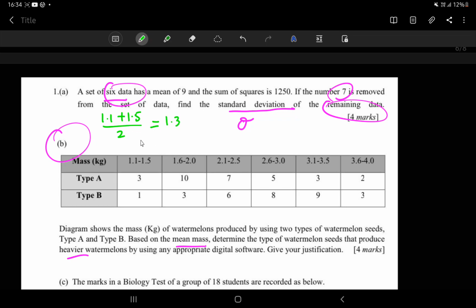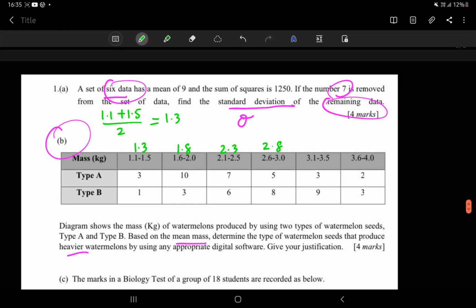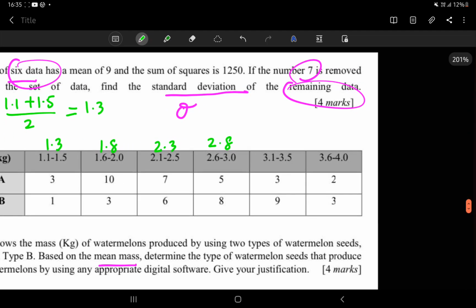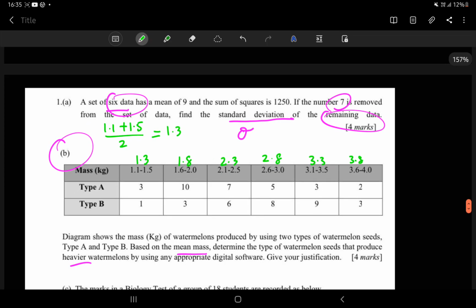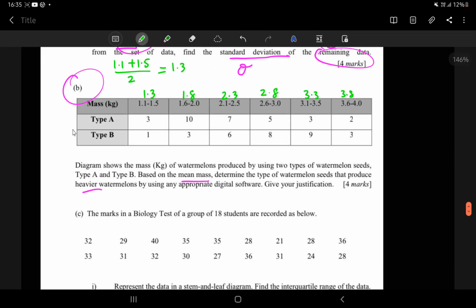So it's 1.3. Then you just add 0.2, so it's 1.8, and add 0.2 again, 2.3, 2.8, sorry. Okay, 2.8. This is 3.3. That one is 3.8. Alright, cool. And after that, we just multiply these values.